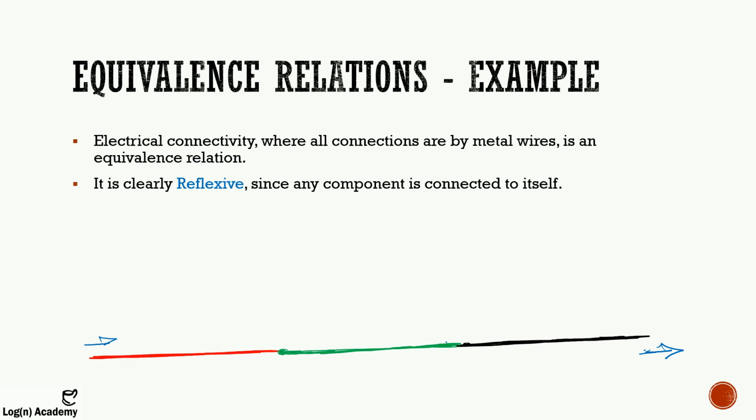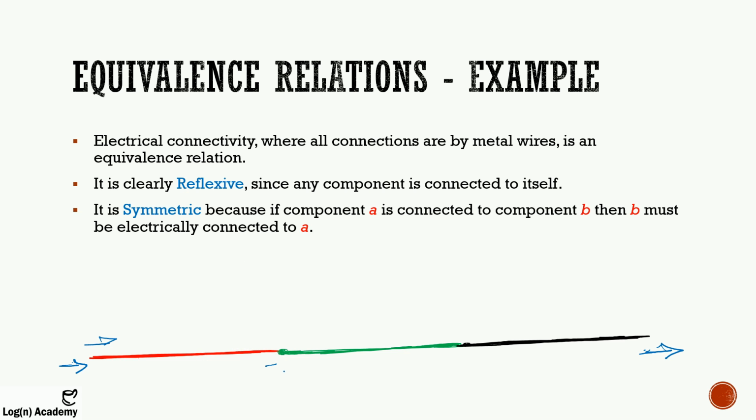So it is clearly reflexive since every component is connected to itself. So you can say that every component is connected to itself. So the current is going from red wire from here and now going out from this point, right? Going out from this point.